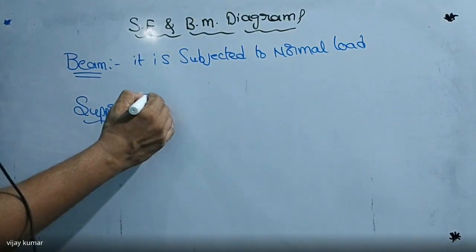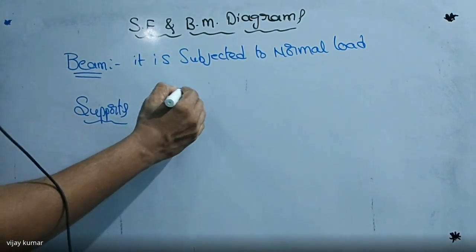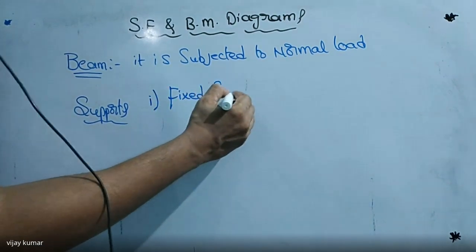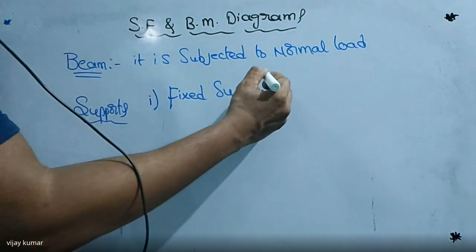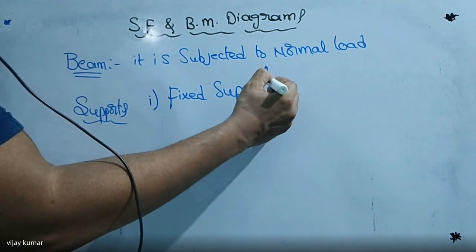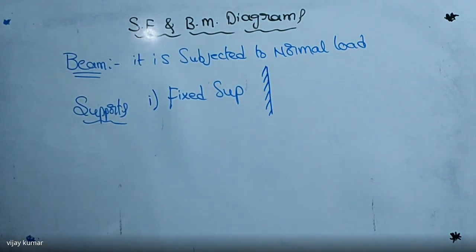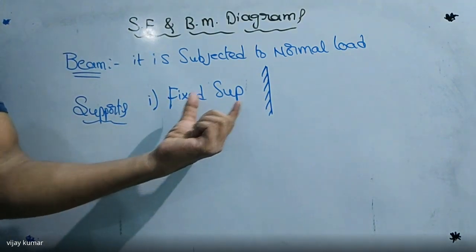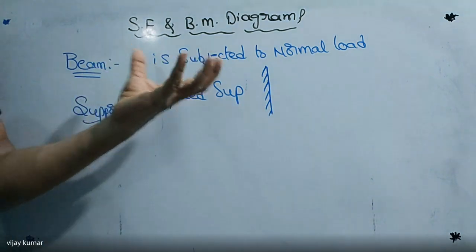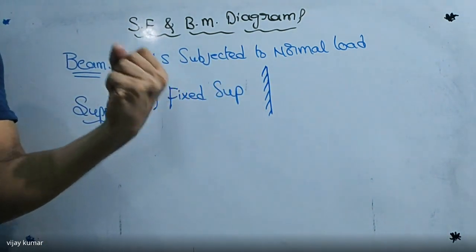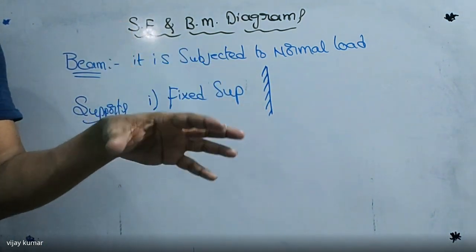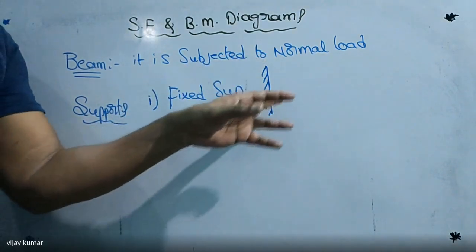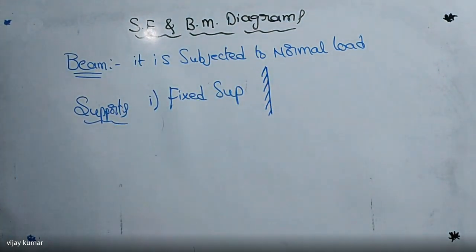First one is nothing but fixed support. It is indicated by the symbol like this. See this one. This is the symbol for fixed support. So listen carefully. If any fixed support is given, and you want to draw the shear force and bending moment diagram, first of all, that fixed support is replaced by the reactive forces.